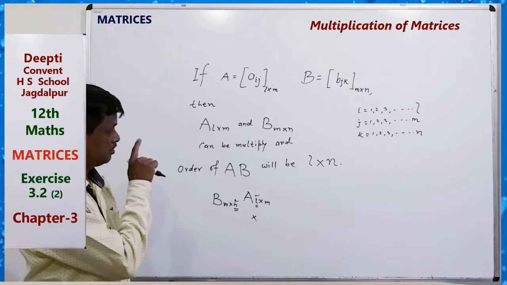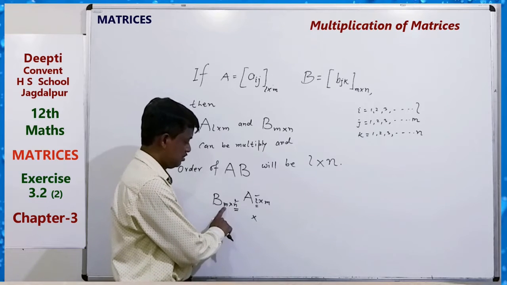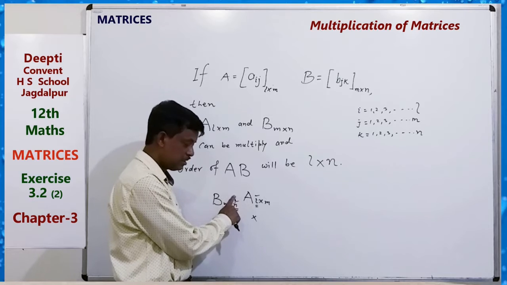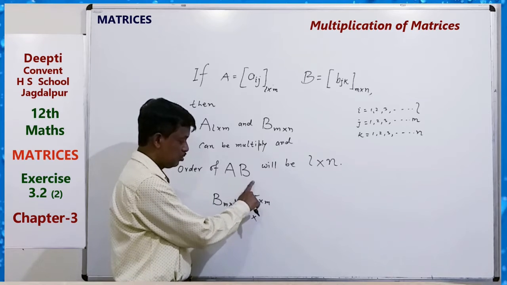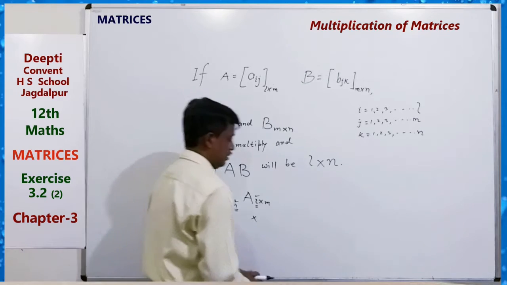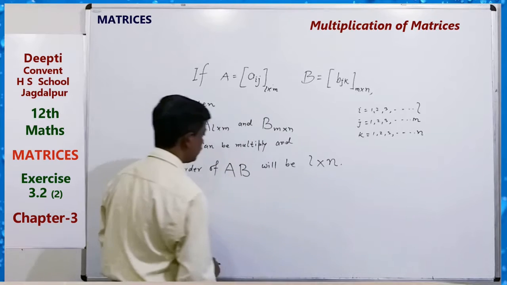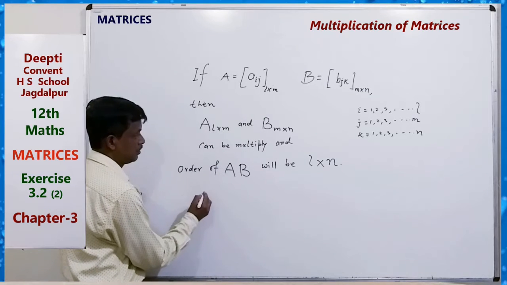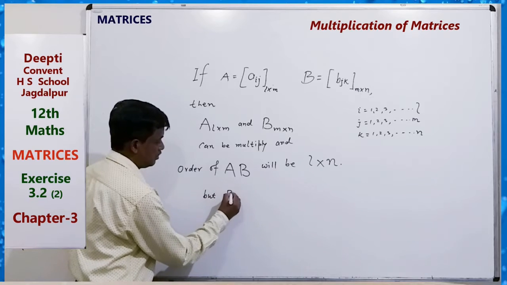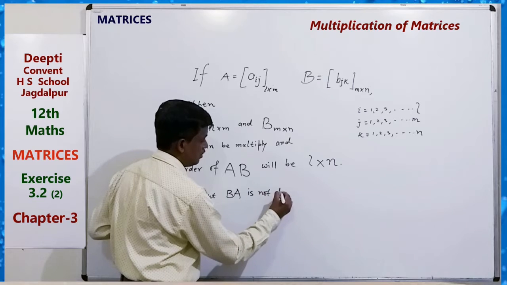For defining multiplication, the number of columns in the first matrix and the number of rows in the second matrix should be equal. So if not, then BA is not defined.